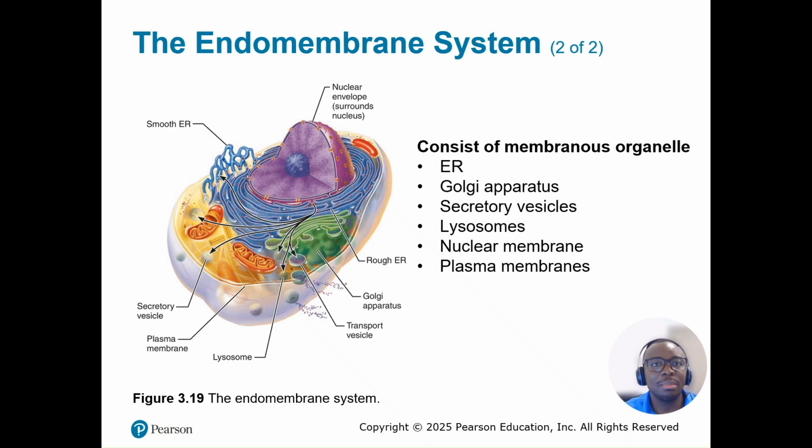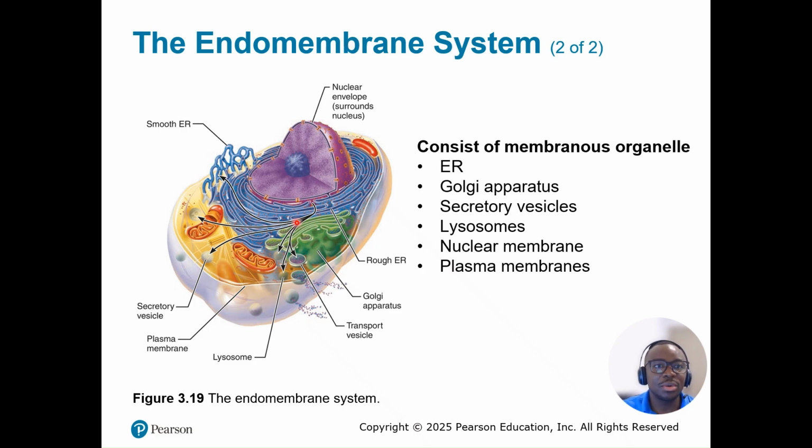Let's talk briefly about the endomembrane system. The endomembrane system consists of membranous organelles discussed so far, including the endoplasmic reticulum, the Golgi apparatus, the secretory vesicles, and lysosomes, as well as the nuclear and plasma membranes. These membranes and organelles work together to perform two major functions. One is to produce, degrade, store, and export biological molecules, and the second function is to degrade potentially harmful substances.